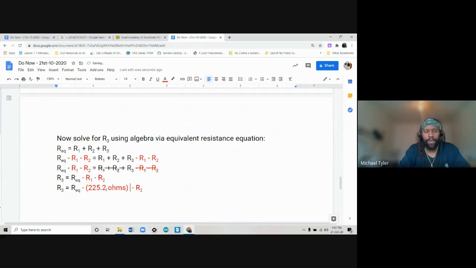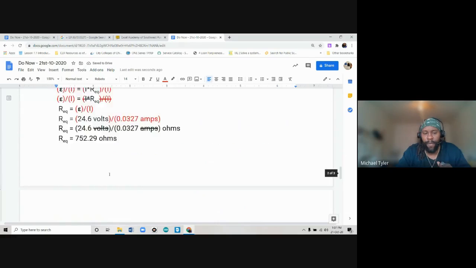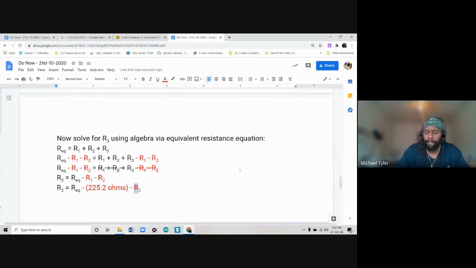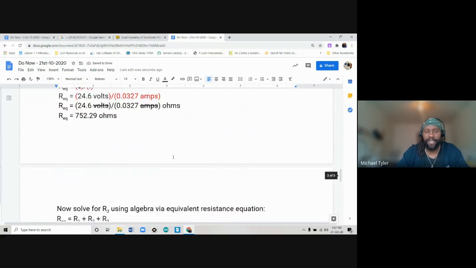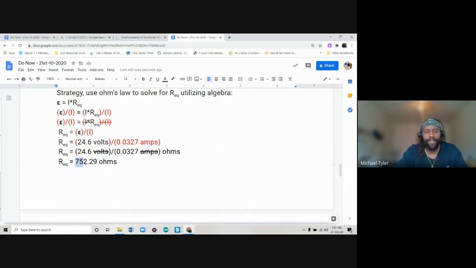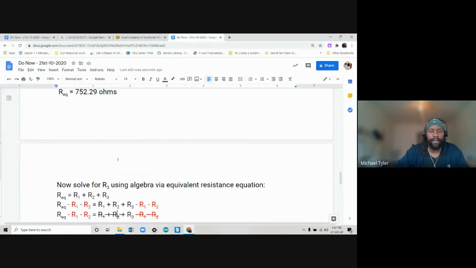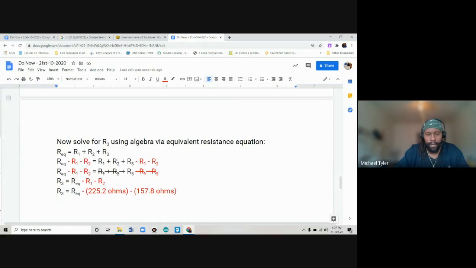You should know what REQ is. We just calculated that. I'm just getting the stuff we already had. So R2 was 157.8 ohms. Close that parentheses. What was REQ? Go back upstairs in your notes. We just did that one. That was 752.29 ohms. Okay, so I'm going to take that here.